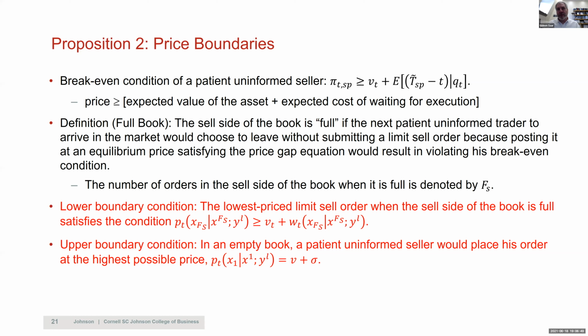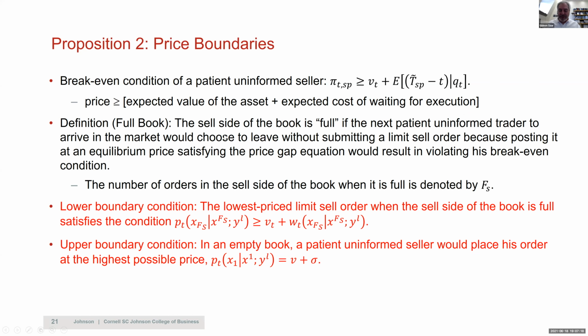When would patient uninformed sellers stop submitting limit orders? Remember, we said that they're going to need to have non-negative expected utility. I just rewrote their expected utilities, moved the price to the other side. In some sense, that means that the price has to be at least the expected value of the asset plus the expected cost of waiting for execution, right? Otherwise, they're not interested. And that's really going to give us the lower boundary, right?